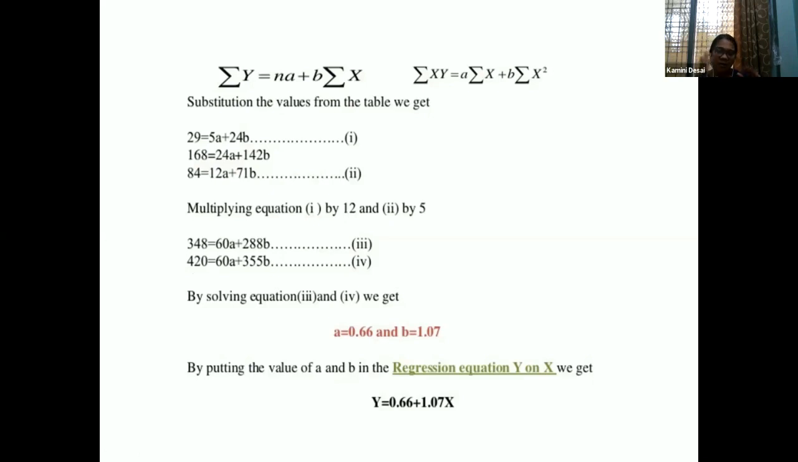I will put some other slides in the assignment on how to solve the equation so that we can understand. Right now it is difficult to do here. I will share the screen on how to solve that equation. After solving this equation, we got a is equal to 0.66 and b is equal to 1.07. By putting the values of a and b in the regression, we get y is equal to this, means a constant value plus 1.06 is the coefficient of x.